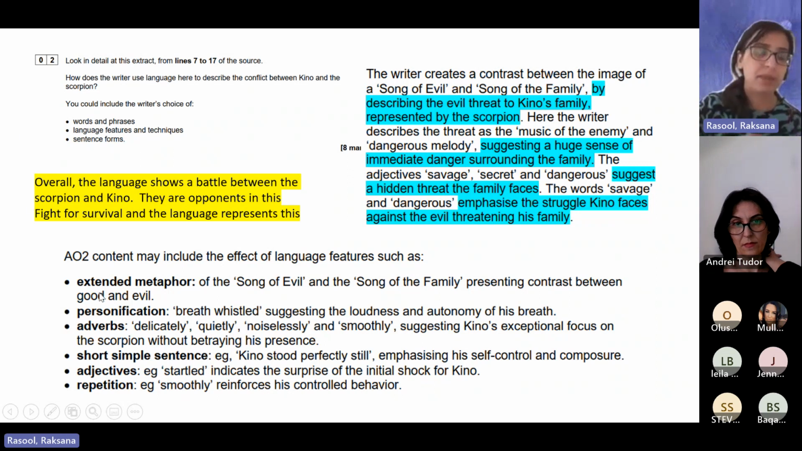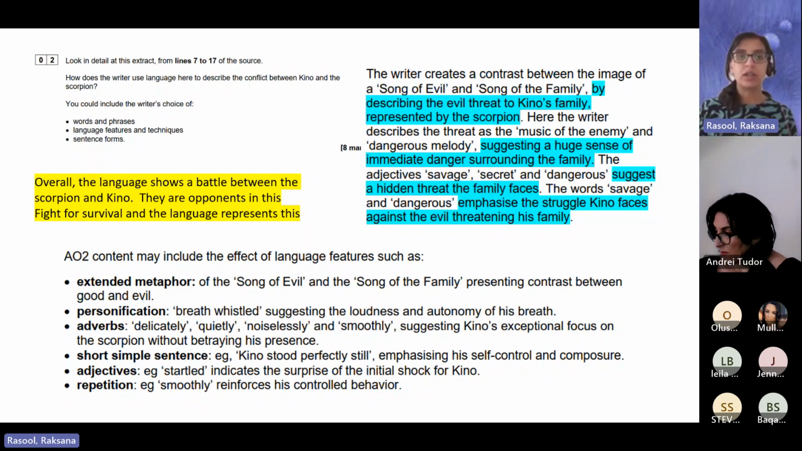There were a lot of adverbs and people got these words wrong. So I'm going to send out another worksheet that I sent out at the beginning of the year that's got all the language techniques on it, and adverbs are on there. Now, adverbs tell us how a verb happened. They add information to the verb. So if Kino moved, how did he move?